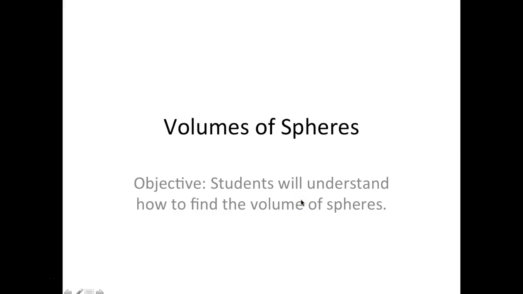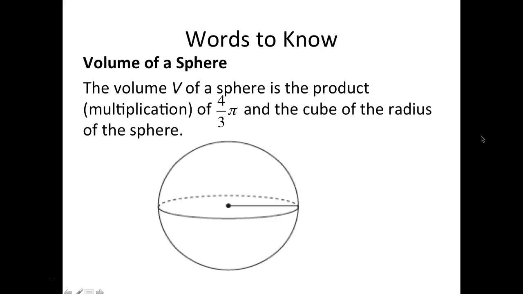This lesson is going to help us understand how to find the volume of spheres. So the volume of a sphere is the product, and remember product means multiplication, of 4/3 pi and the cube of the radius of the sphere. Now here we have a picture of a sphere, and remember this little bit right here is our radius.